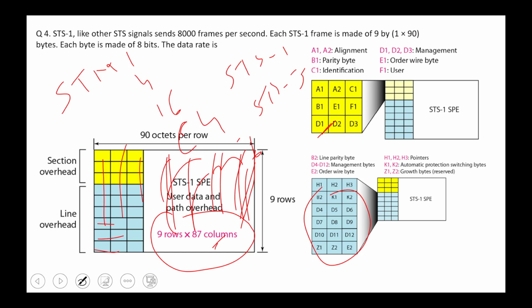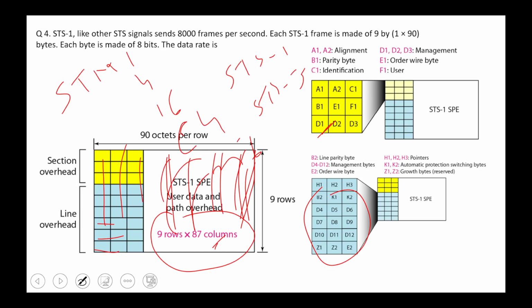So B1 will be a parity byte of that section. C1 is the identification: how do we identify which data is my data, which is Harshita's data or Namita's data. D2 will be the management of that data, everything. E1 will be the ordered byte, the byte that will be sent in order, and F1 will be for the users, for particular users.